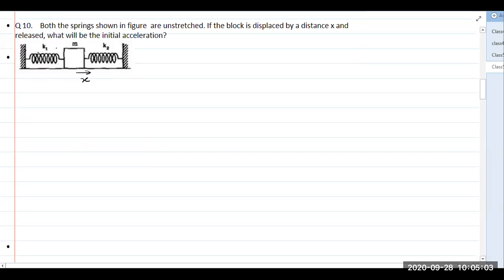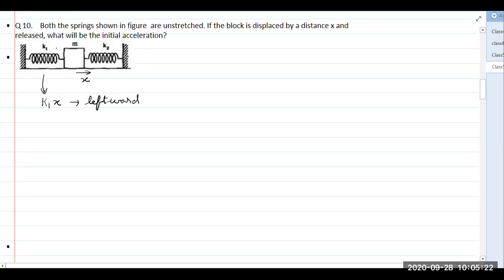then the left spring will get stretched. This spring will get stretched and hence it will try to exert a force in the leftward direction. So the force due to this one will be K1 into x. In which direction? Leftward.